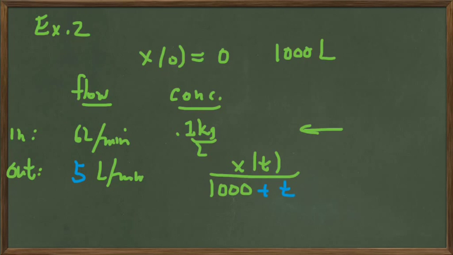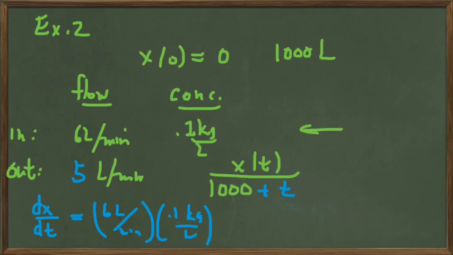And so our setup for the differential equation that we're going to solve looks like this. Inflow 6 liters per minute, concentration 0.1 kilograms per liter, same as before, but this part is now 5 liters per minute times x of t over 1,000 plus t.